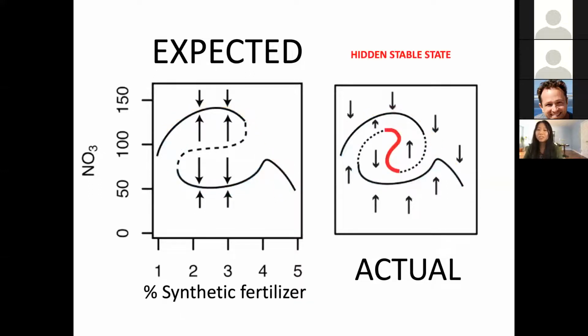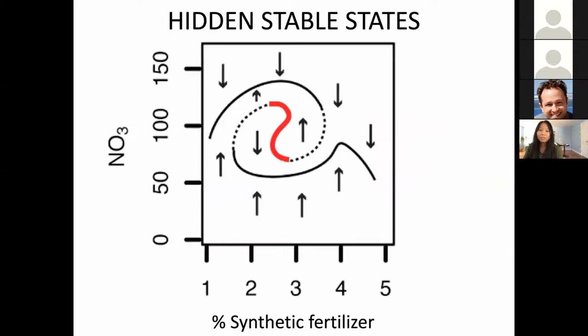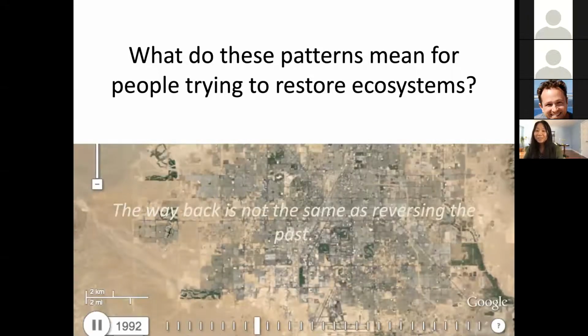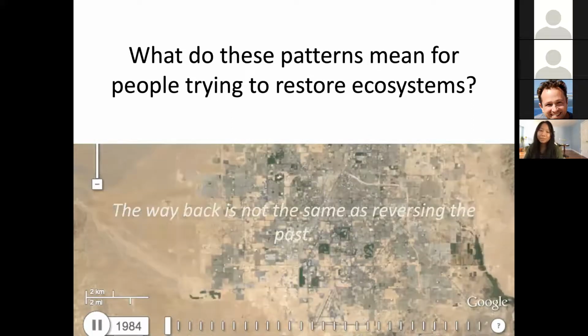But our empirical results show that there may be this stable state hidden within the hysteretic curve. So if we began in the middle here, we could be in some ideal state for nitrate flux, depending on the ecosystem. But if we were to shift our management styles a little to the right or to the left, we could lose this middle ideal state forever. So what do these patterns mean for people trying to restore ecosystems? If hysteresis is as common as the literature and our little experiment and model show, then we should expect that the way back may not often be the same as the way forward.